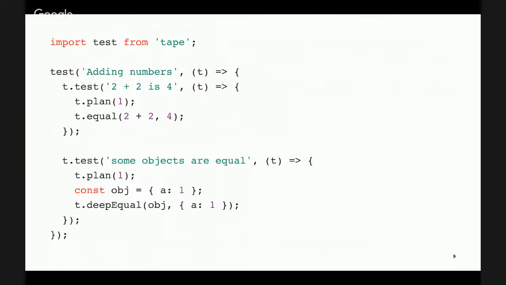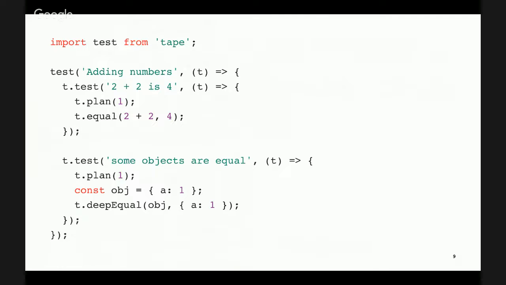I can then nest my tests by just calling test again. And then down here, I have the actual assertions. Tape requires you to tell it how many assertions you're going to make. So in this case, I say t.plan(1). And that means, hey, Tape, I'm going to run one test, or one assertion, in a minute. The reason this is useful is because if you have asynchronous tests, you don't have to hook them up to Tape. Tape just knows that you're expecting a certain number of assertions, and therefore it will wait a certain amount of time for your test to complete.